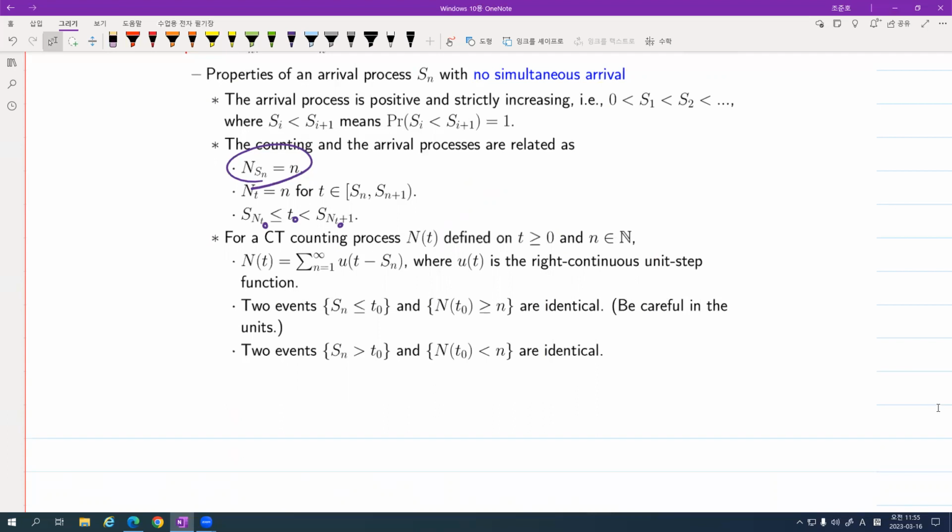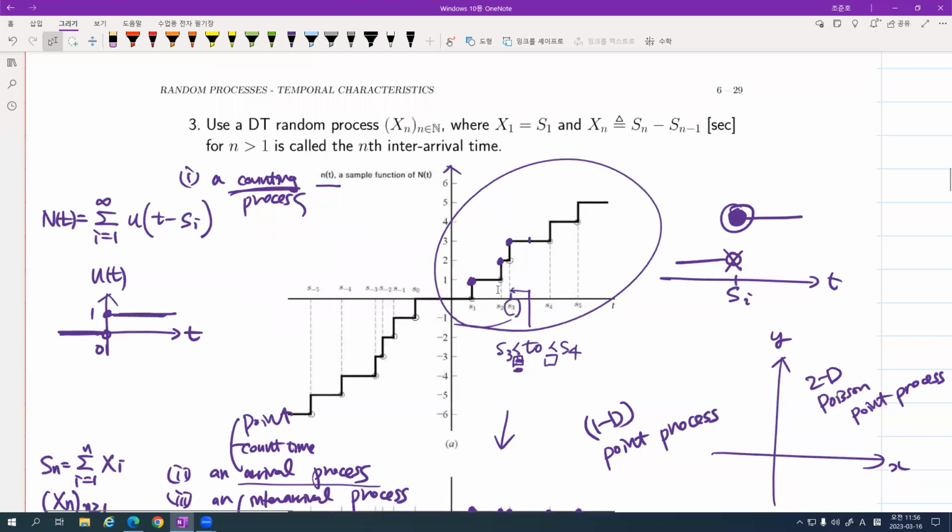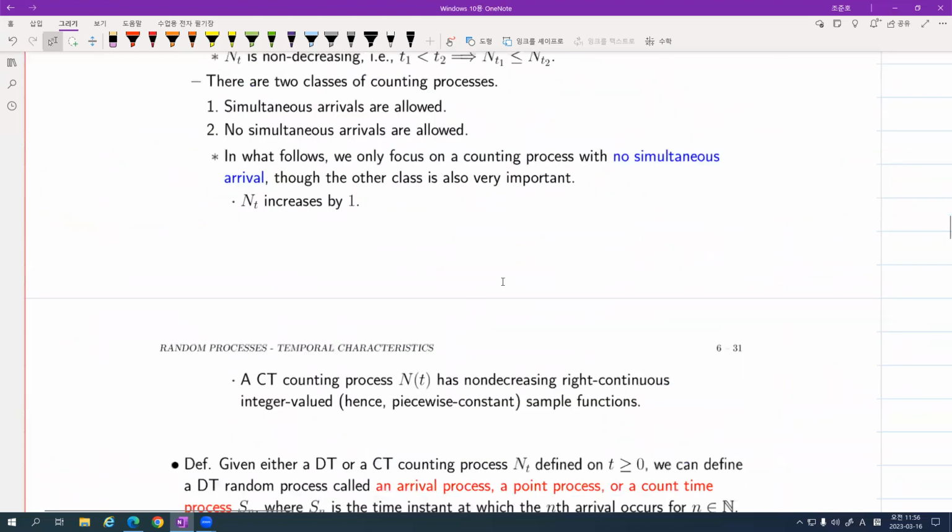Also here, the two events, S sub n less than or equal to some t0 and N of t0 greater than or equal to n, are the same events. As I told you, given a single real world situation, you can view it using a counting process or an arrival process or an inter-arrival process. So what does it mean that at some t0 your value is greater than or equal to n? How many arrivals have happened? At least n arrivals. What does that mean? At t0, S sub n must be less than or equal to t0. Got it? By going back to this figure again and again, you can easily understand the equivalence of two events.